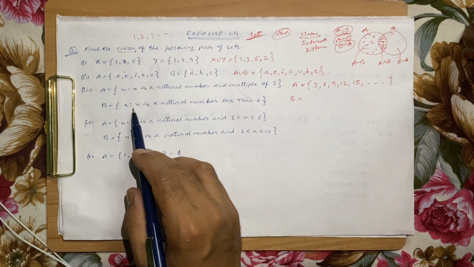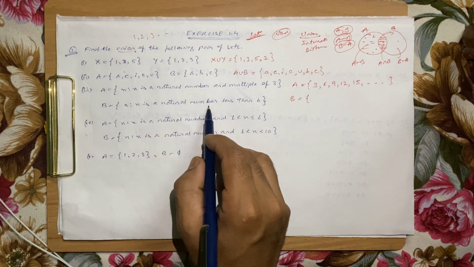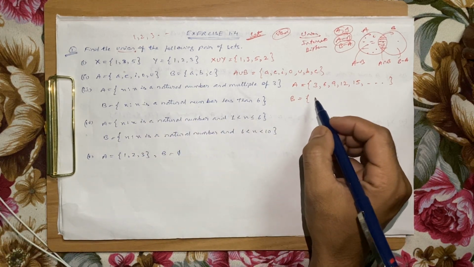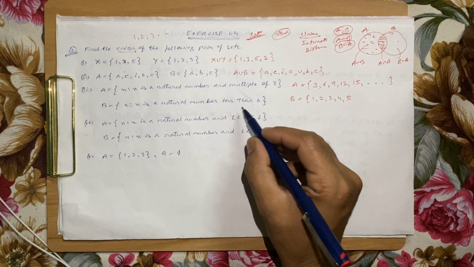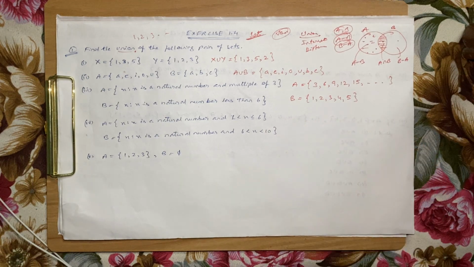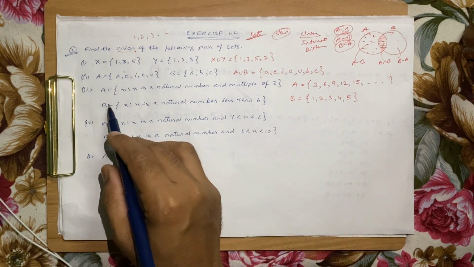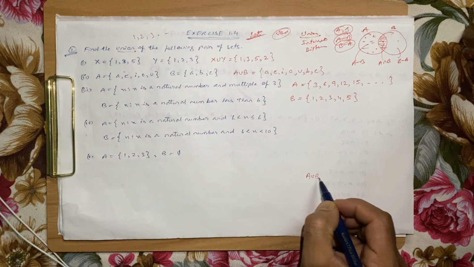It says X such that, okay, each of the elements will be X. X is a natural number less than 6. The natural numbers start from 1, 2, 3, 4 and 5, because it says natural number less than 6, so I'll not include the 6. Now it says find A union B, okay, so I'll write it below here, A union B.